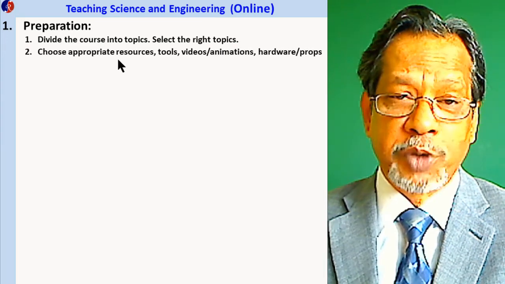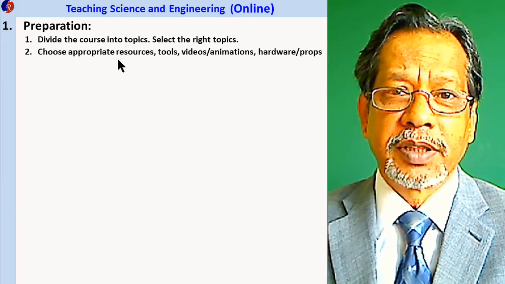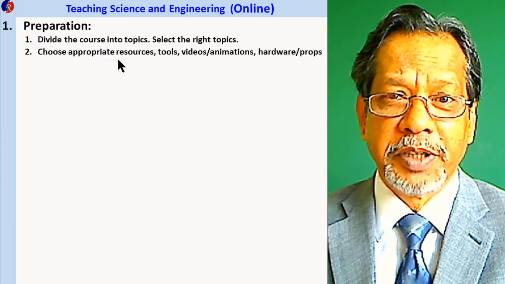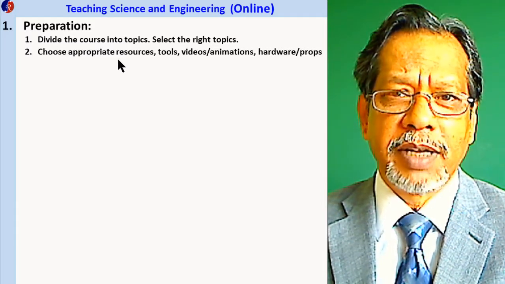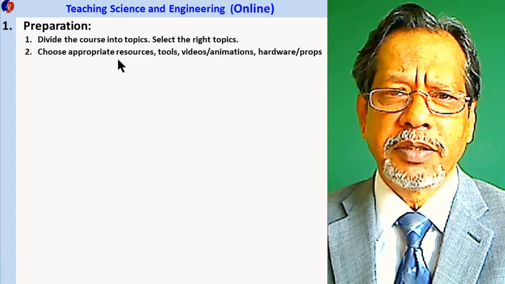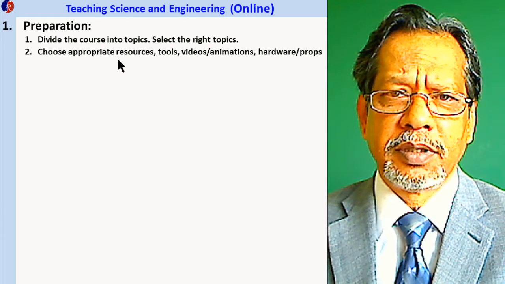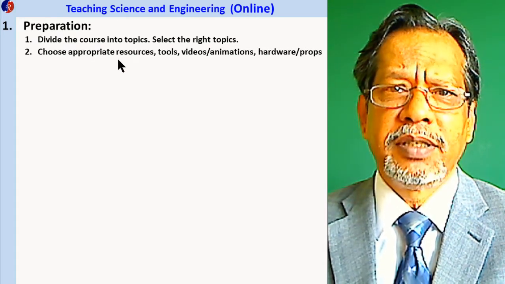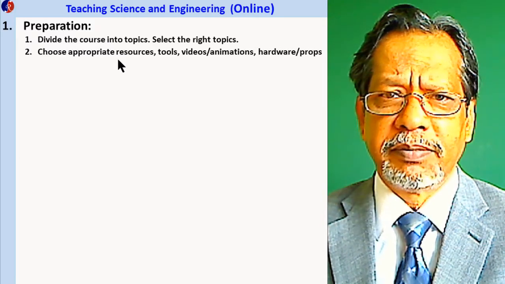Choose appropriate resources. Thousands and thousands of materials, resources on the net. You cannot teach all of them. Most of them are not very useful. Teach the basics, the fundamentals, the concepts, the applications, something that's interesting to them.